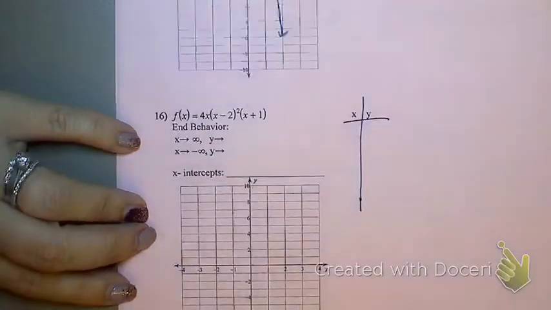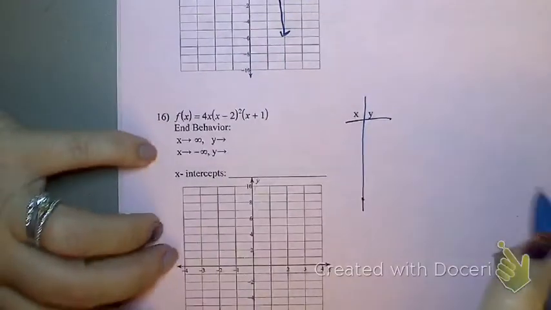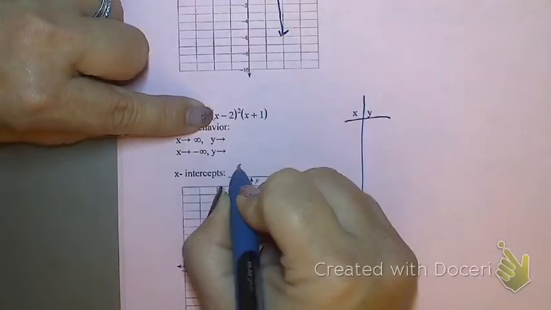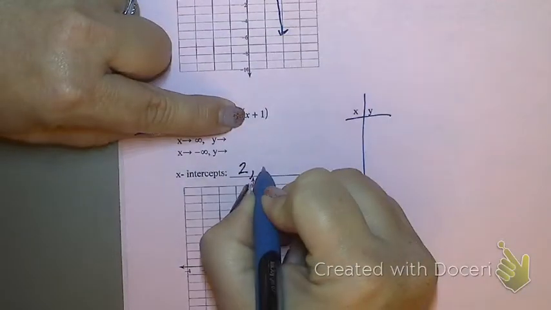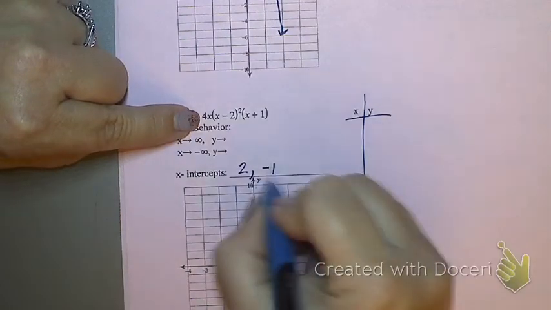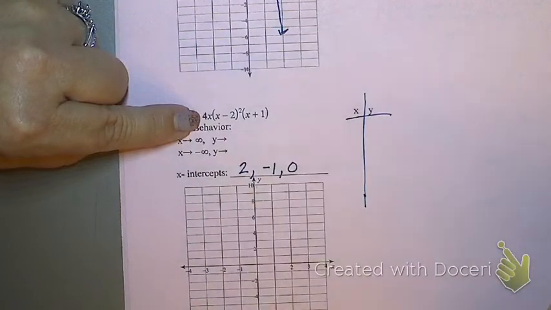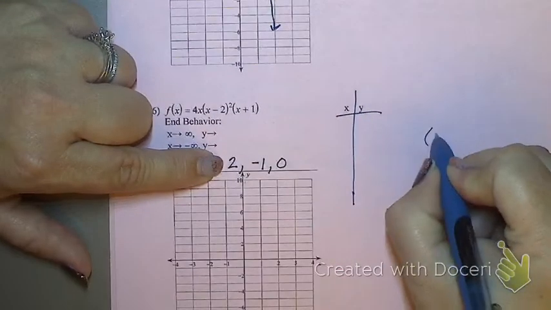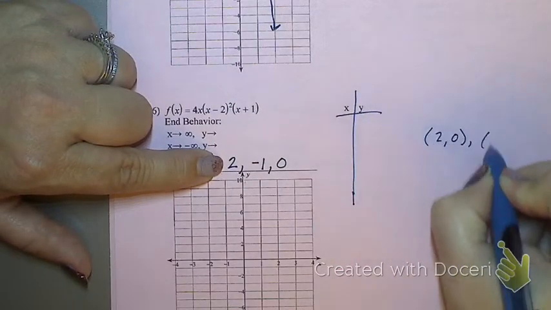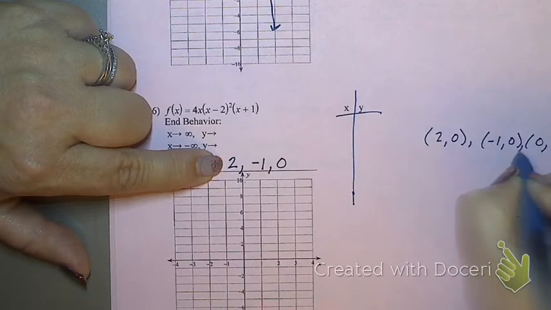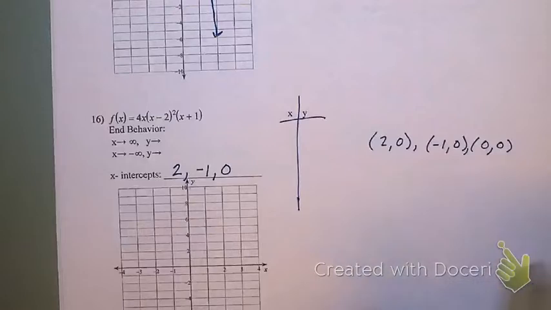This is a test where if you know what you're doing, it really shouldn't take you very long. It goes pretty quick. All right, what are my x-intercepts? Well, from here I have 2. Here I have -1. A lot of people missed this one. 0 is also an x-intercept because there's an x out in front. So again, you could write it like that, or you could write it like this. 2, 0, -1, 0, and 0, 0. You could write your intercepts like that also.